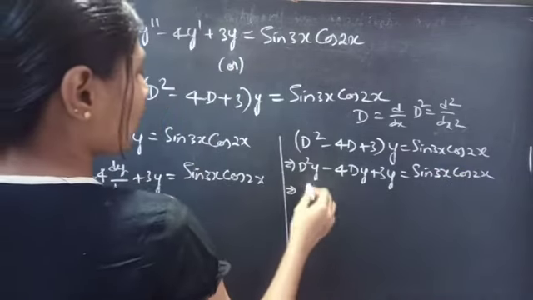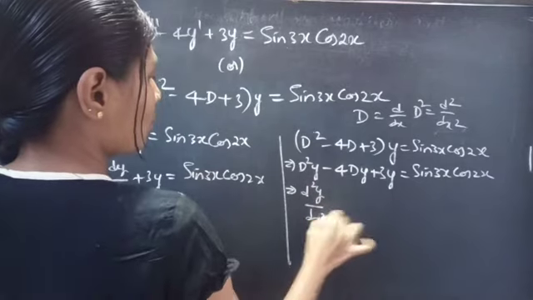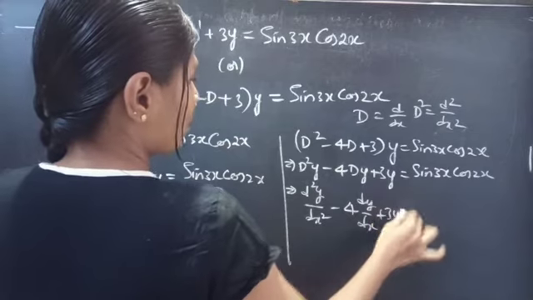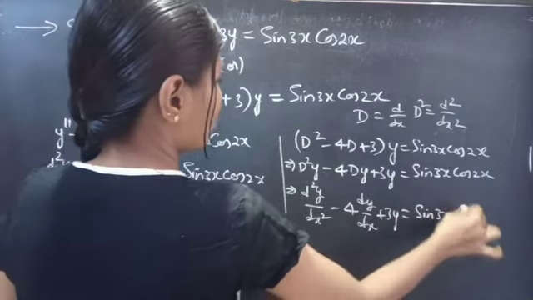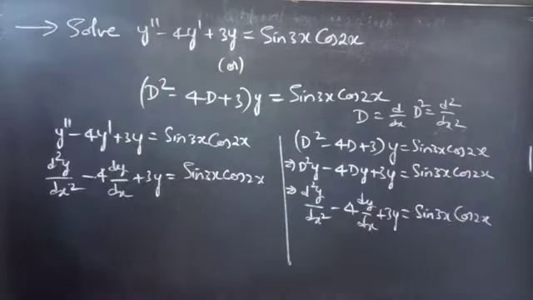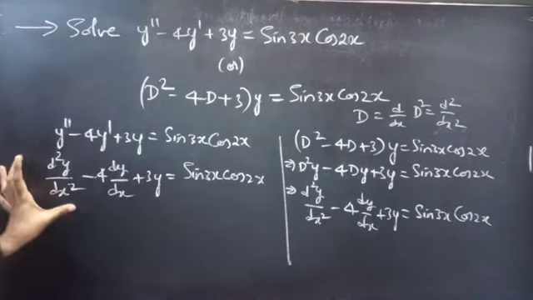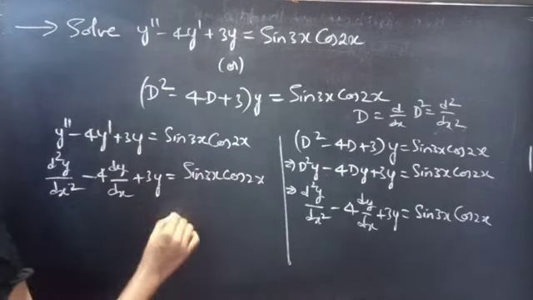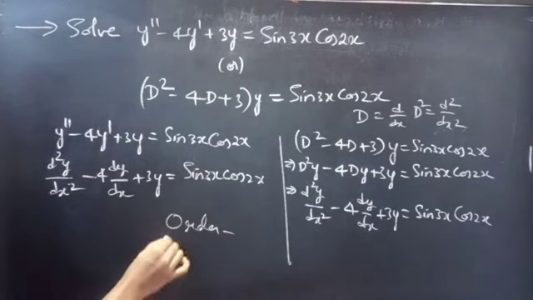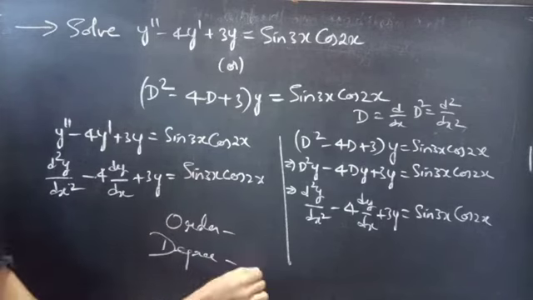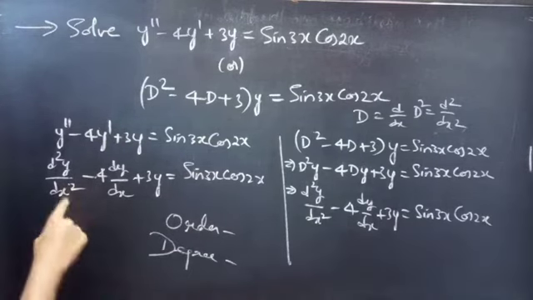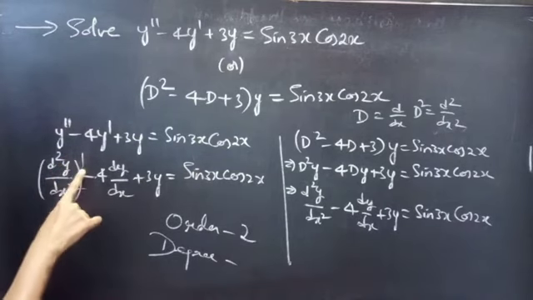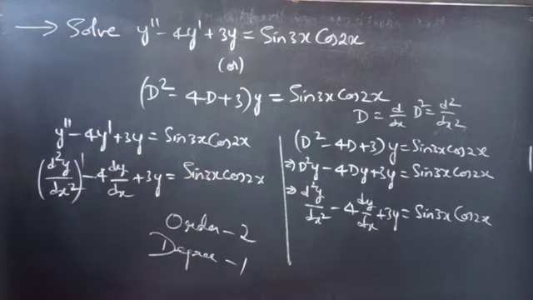Now we can write D square y as d square y by dx square, minus 4 into Dy as dy by dx, plus 3y equals sin 3x into cos 2x. If you notice, you're having same equations, both are same. Now let's find the order and degree of the given equation. Identify the highest derivative here. d square y by dx square is the highest derivative, so 2 will be our order. And the highest power of the highest derivative is our degree. Degree is 1. Now coming to the problem.